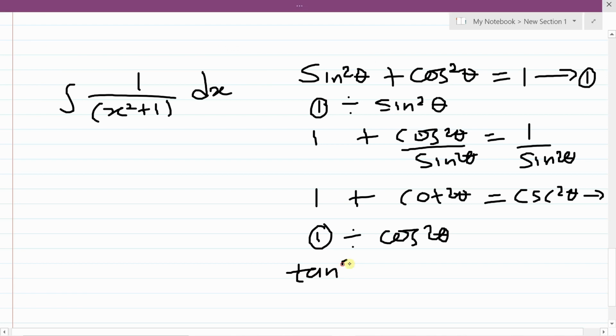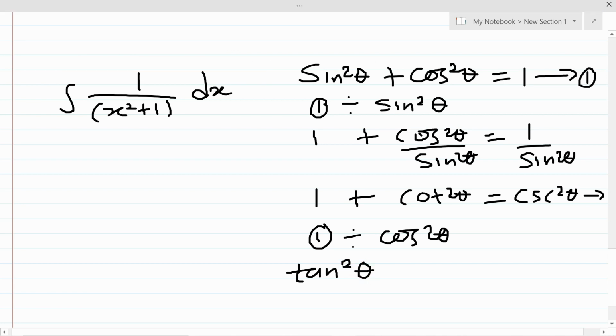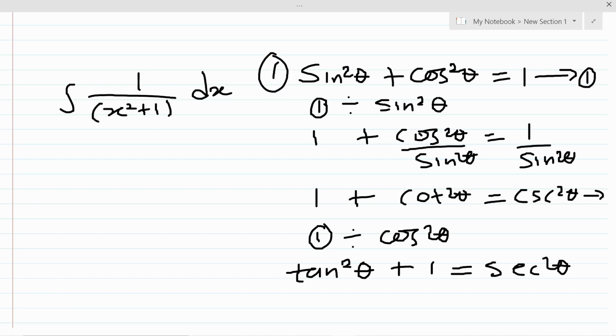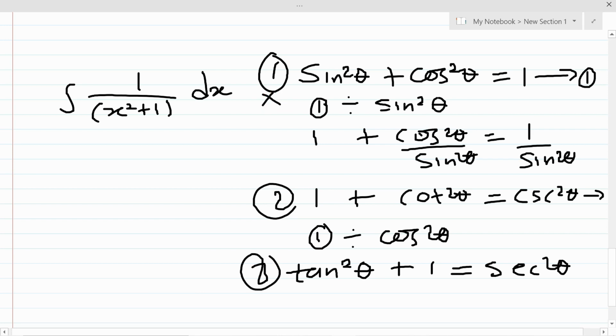So tan squared theta plus 1, and this is equal to 1 over cos squared theta, which is sec squared theta. Note this is the first one you should have in mind, this is the second, and this is the third, but mostly we use the first one and the last one. So remember all these things.